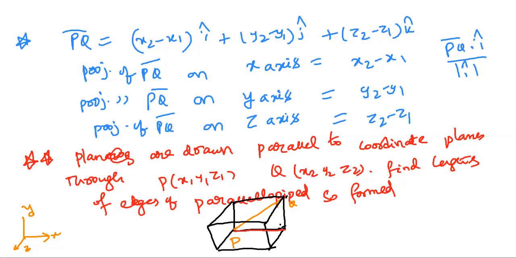So what is this length? This length is nothing but, you see, if this is x2 y2 z2, this is my x-axis, this is my y-axis, this is my z-axis. You drop it, you drop it. That is, you bring this Q point into the plane of xz. Y coordinate will be 0. So it will be x2, 0 and z2.